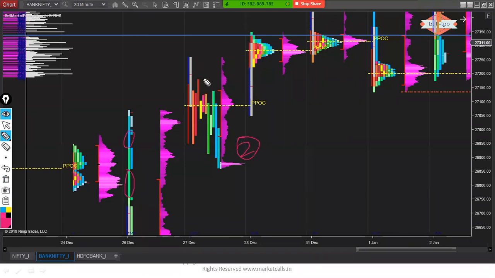What was the first reason I said? Value area is building higher. The first reason is value area building higher. And the third reason is the anomaly. And the fourth reason is the prominent point of control.